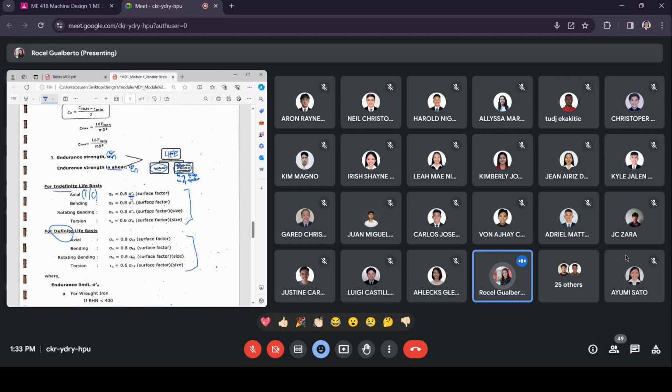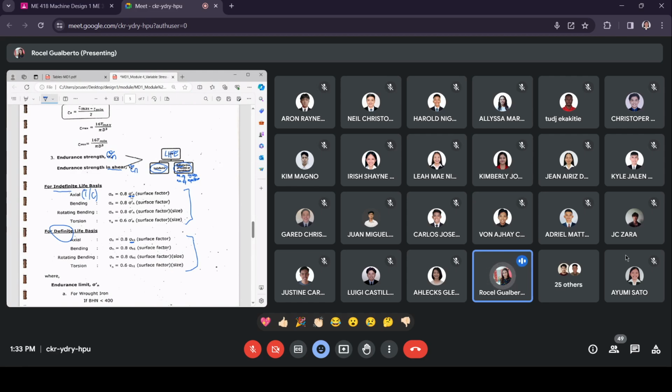Sigma prime n for axial on indefinite, whereas for definite, instead it makes use of sigma n1. So for all equations, that is the only difference. From sigma prime n of an indefinite life, you make use of sigma n1 for definite life, but then it is the same equation. So, let us have the value of sigma n.